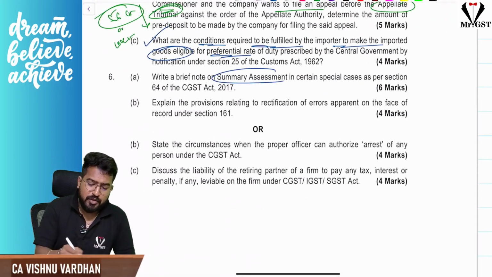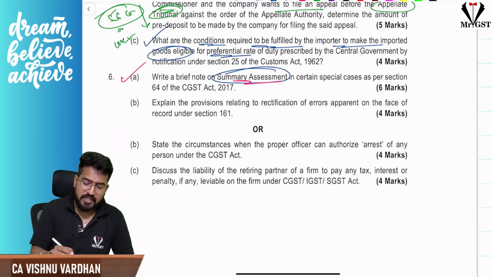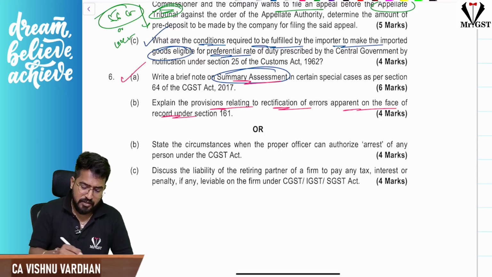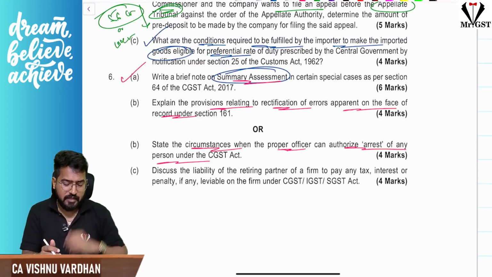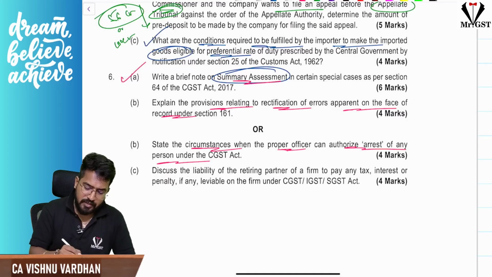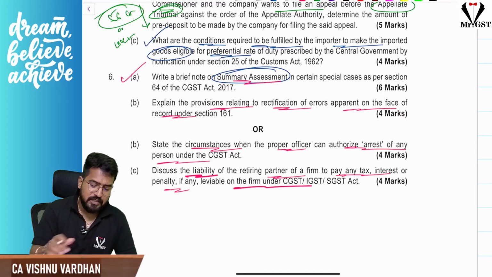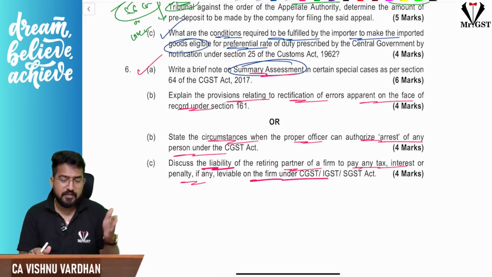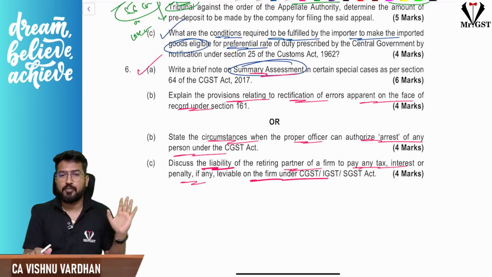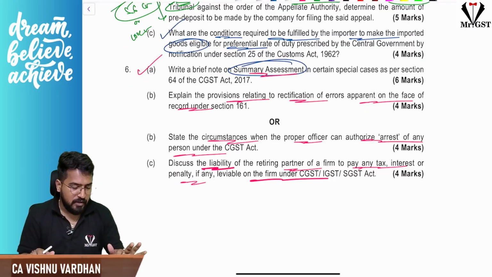Next, they're asking you to write, now it is all about theory questions. Write a brief note on summary assessment, or explain the provisions regarding rectification of errors apparent on the face of the records, or state the circumstances where the proper officer can authorize arrest, and arrest will come into picture if anything is greater than 2 crores. Next one, determine the liability of a retiring partner to pay any tax, interest, all that stuff. For the theory questions, my suggestion is, anytime you are going through this MTQ after the video also, just read the answers once properly and proceed. Okay.